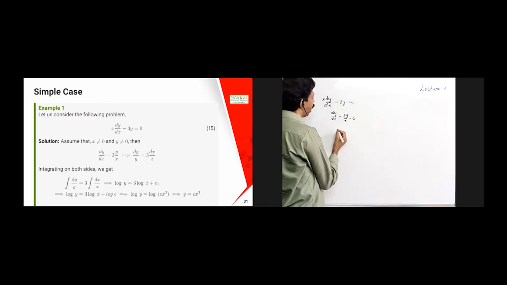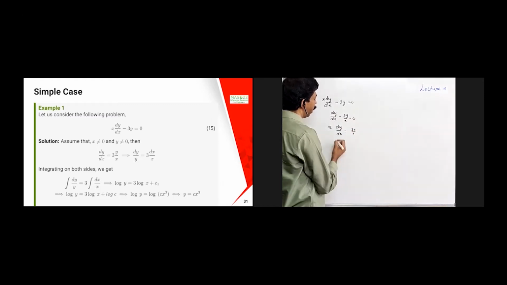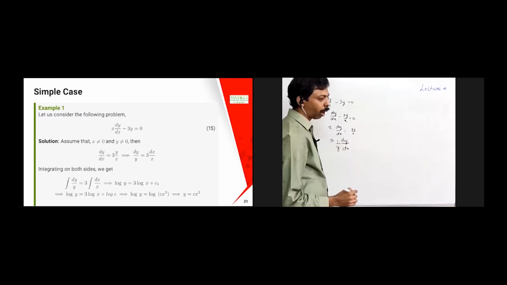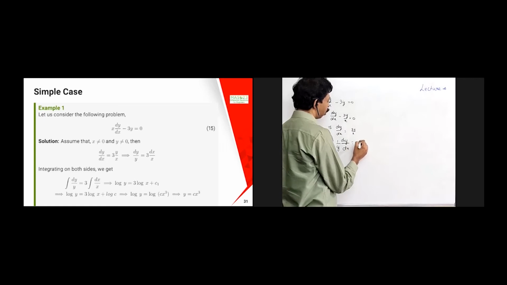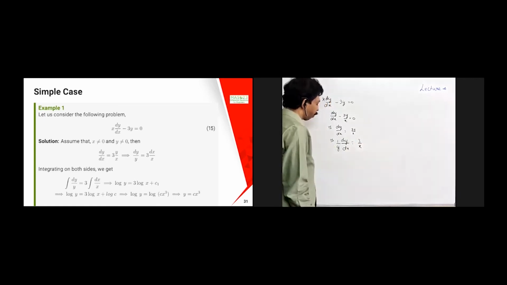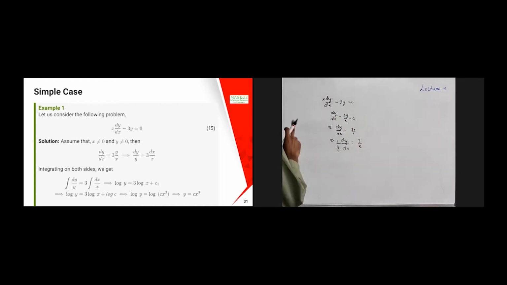I have to integrate this, so I can rewrite this equation as dy by dx equal to 3y by x. Now I can rewrite this equation as dy by dx times 1 by y equal to 3 by x. You can write this expression provided x is not equal to 0 and y is not equal to 0. If x is equal to 0 or y is equal to 0, you can't divide, because this expression is not going to be valid.